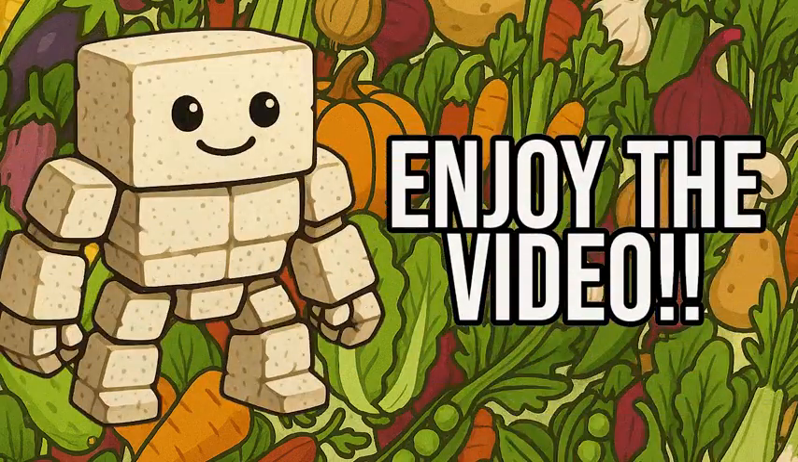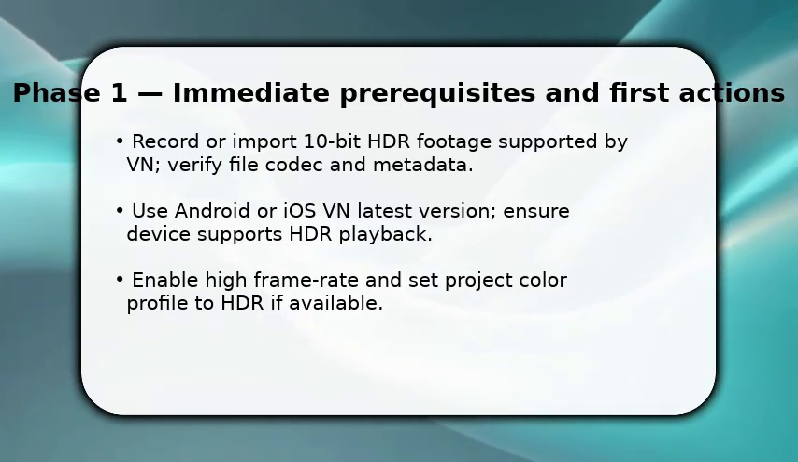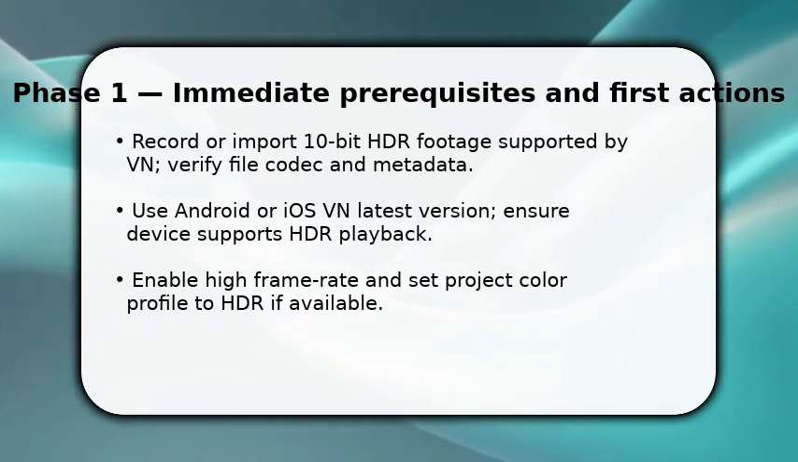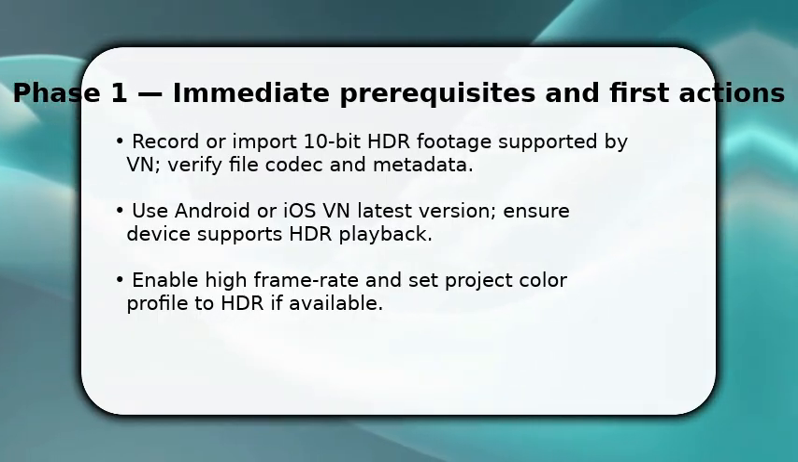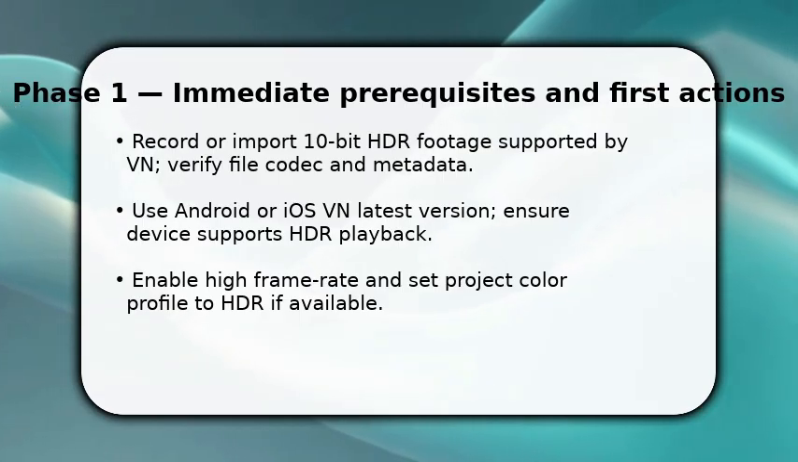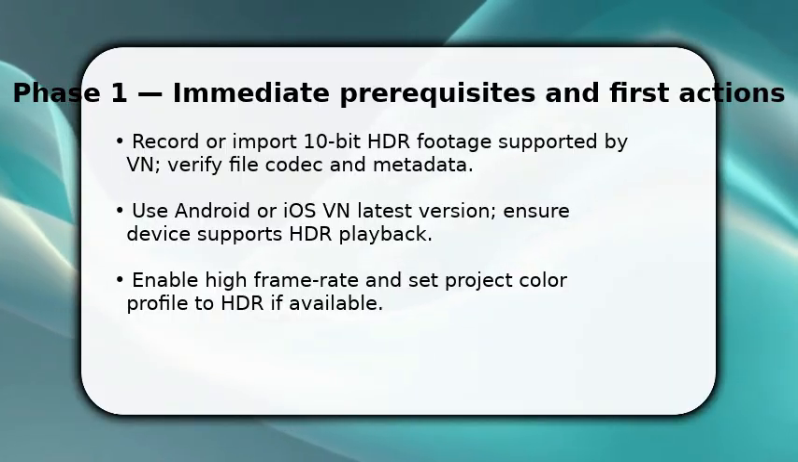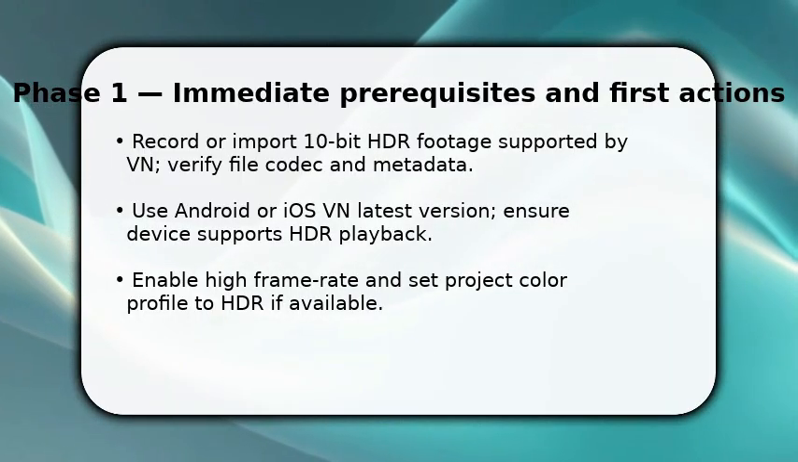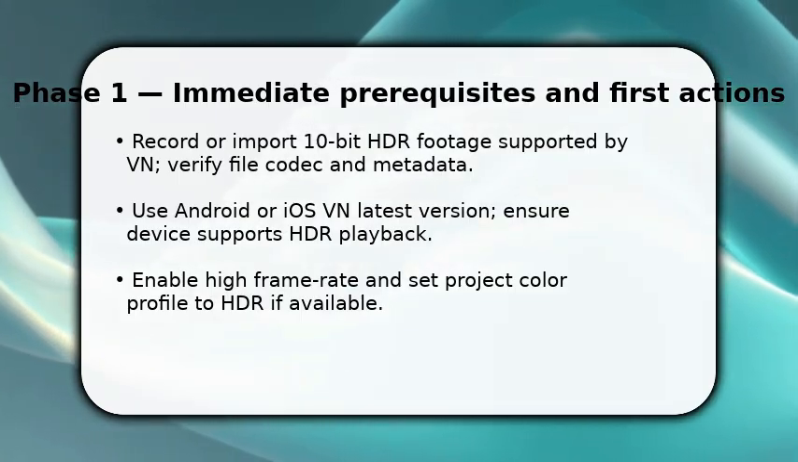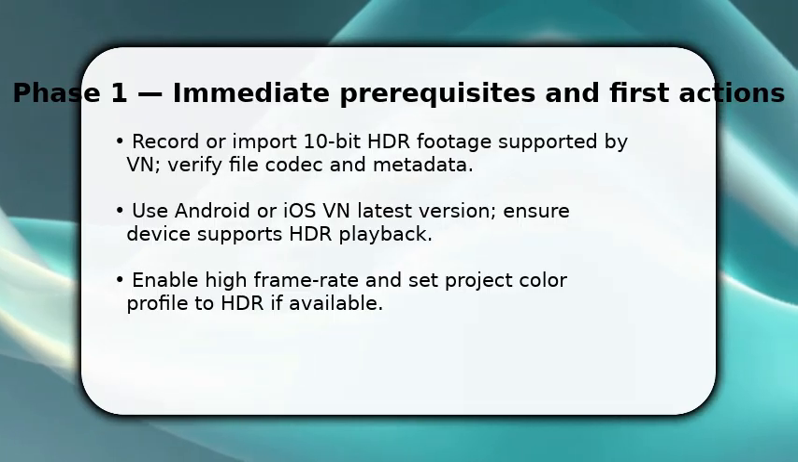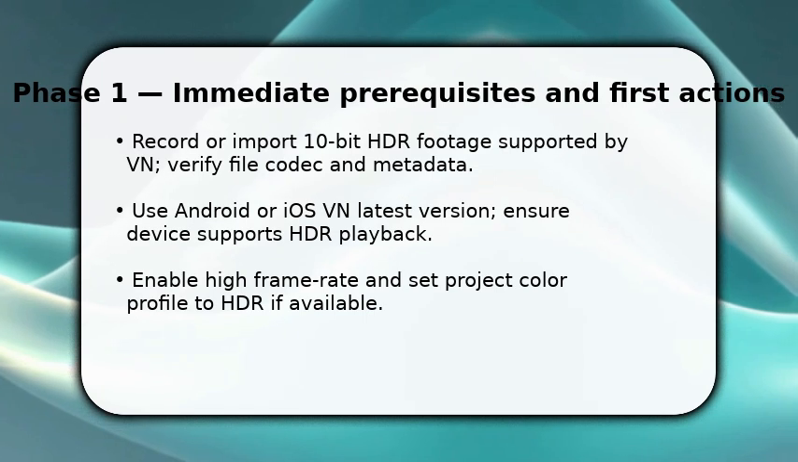Please enjoy the video. You start by confirming your source and app readiness. Import a true 10-bit HDR clip into VN. This preserves extended color and highlights. Once done, make sure the VN app is updated and your phone supports HDR playback, because the app will only display and export HDR when the device and media align. If the project offers a color profile switch, select HDR, otherwise keep native settings. This first step prevents tone mapping loss later and keeps your highlights intact.